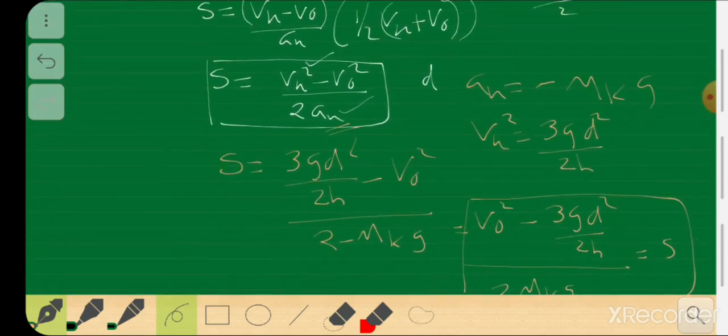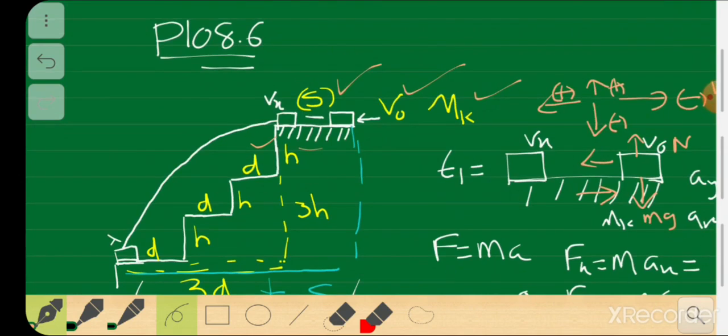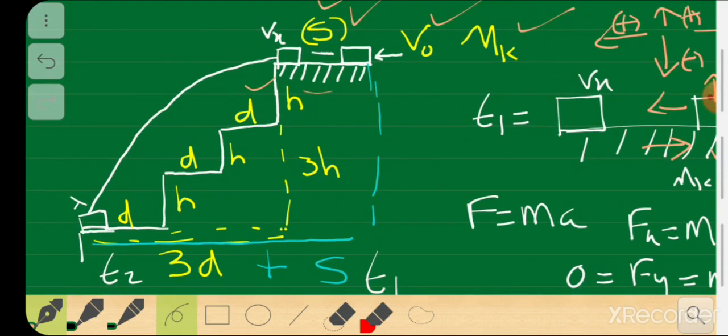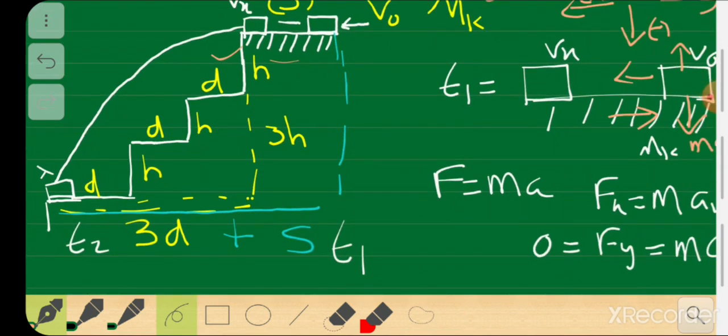So our task was to solve this problem and find an equation for this distance in terms of v0, mu k, h and d, and we did that. It's very simple. So I hope you got this idea. This is how you can apply Newton's law and get out something that is very beneficial. We just used Newton's second law, and we solved a very complicated looking but very easy problem.